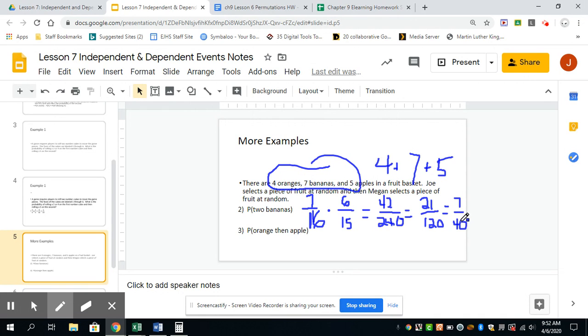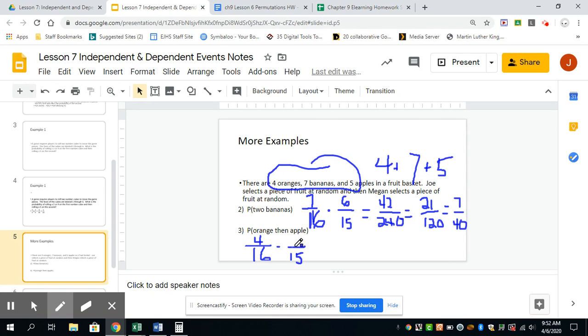All right, so the next one, to get an orange, then an apple. So now we're going to start out again with 16 pieces of fruit. And there are 4 oranges. And if Joe pulls out, so that's his probability of getting this. We know we're going to multiply. So my next fraction, if he pulls out an orange, there is 1 less piece of fruit, right? There's 15, just as there was in this example up here. There were 15 here as well.